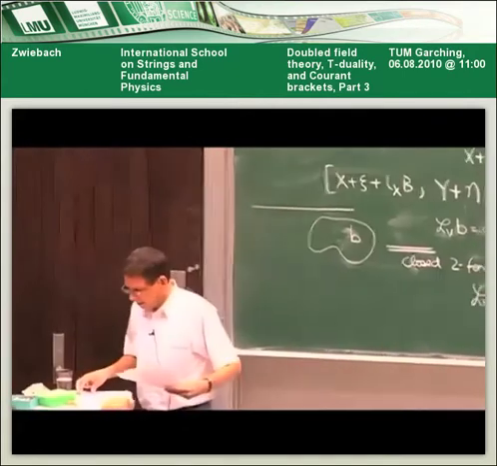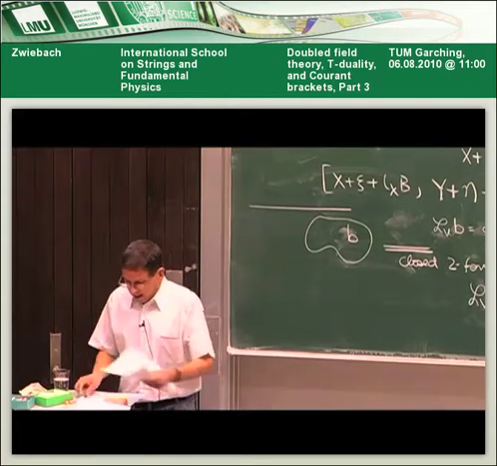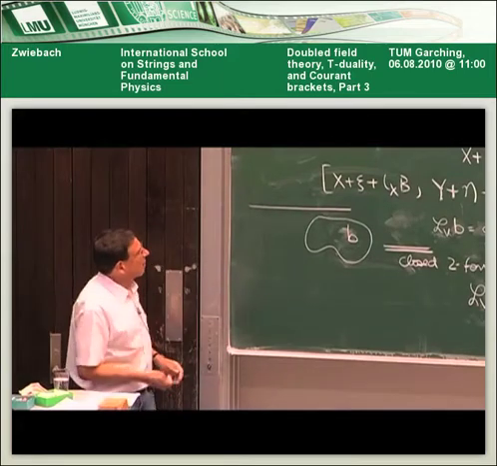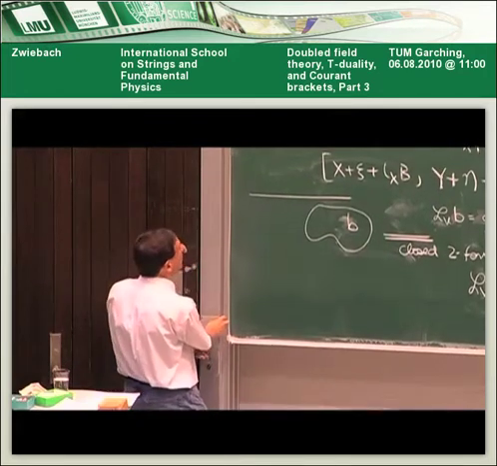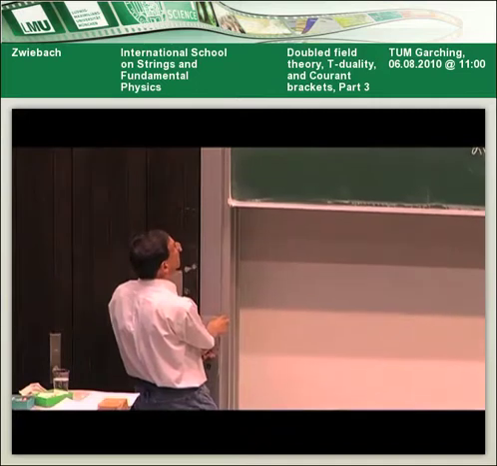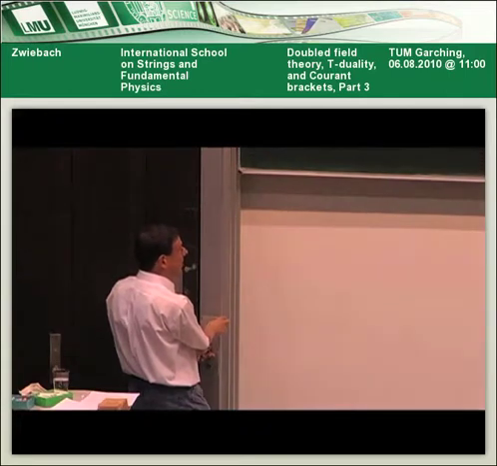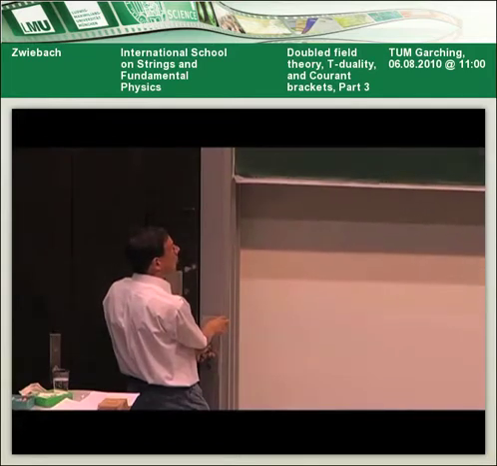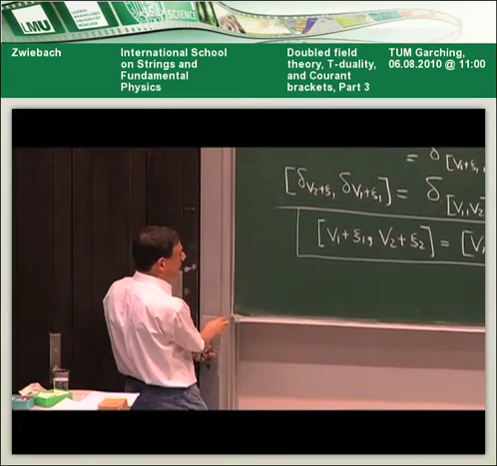So let me see where we are. 24, 25. Okay. So let's go ahead and see how this relates to our field theory. So let's go up. So I'm going to present a result that will come later, but since we want to connect to Courant brackets, let's present it right now and see what it has to do with it.